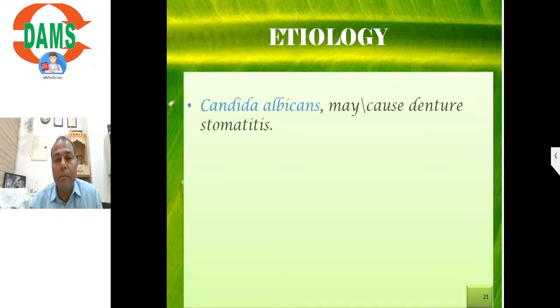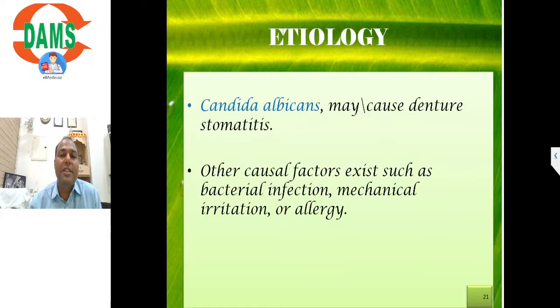Okay. Etiology, see, this has been asked so many times: what is the main reason? There are various reasons, but yes, the only microorganism that has been isolated from the smears of denture stomatitis is Candida albicans. Write down, Candida albicans is the main microorganism associated with denture stomatitis. There may be other factors, but yes, the main reason or the main microorganism is Candida albicans, right?